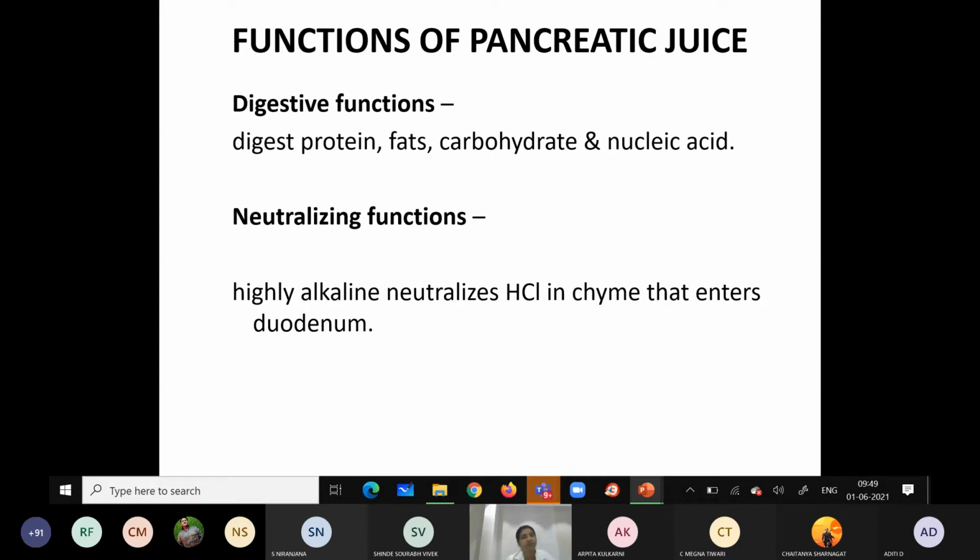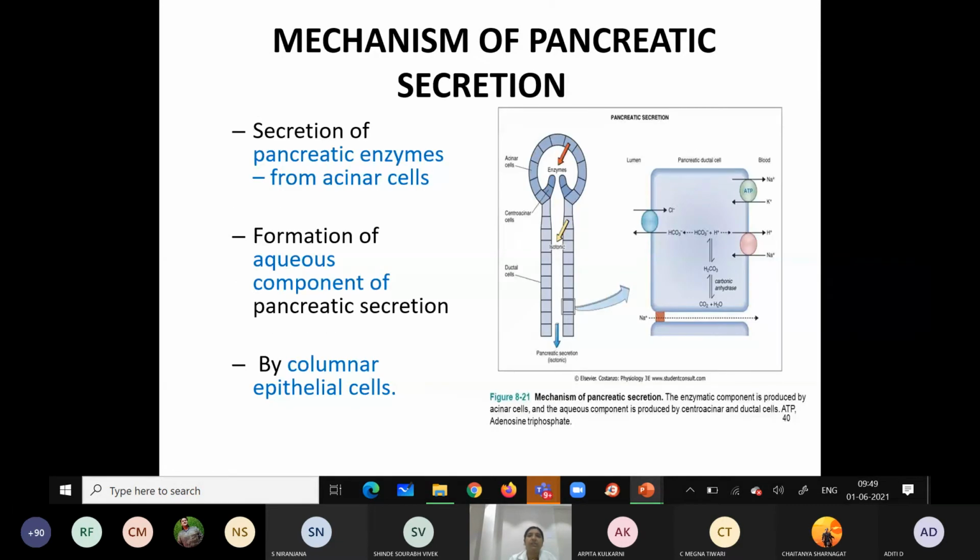So whenever, either in viva or theory exam, you are asked to discuss the functions of pancreatic juice, you have to first tell that it has two, and divide the function into two parts: digestive function and neutralizing function. In neutralizing, as you know, acidic chyme entering from the stomach will be neutralized by the bicarbonate or alkaline pancreatic juice, you can tell. Now this is the mechanism of pancreatic secretion.